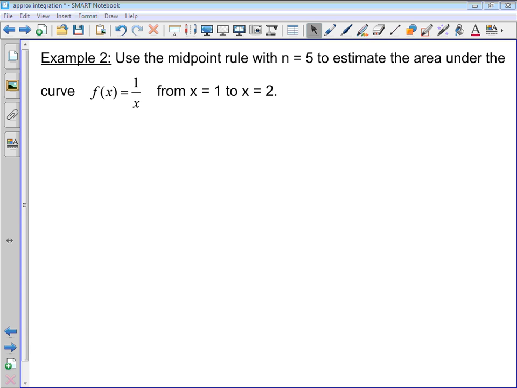So here we have another example. In this question, we're asked to use the midpoint rule with n equals 5 to estimate the area under the curve f of x equals 1 over x from x equals 1 to x equals 2. When they're telling us that n equals 5 here, they're just telling us the number of intervals.